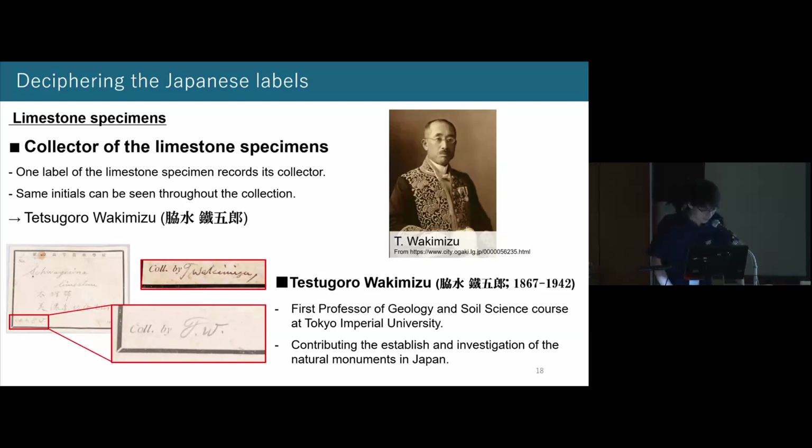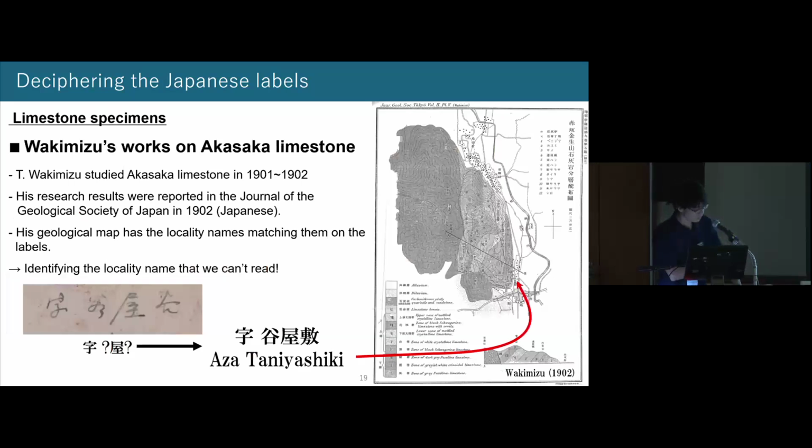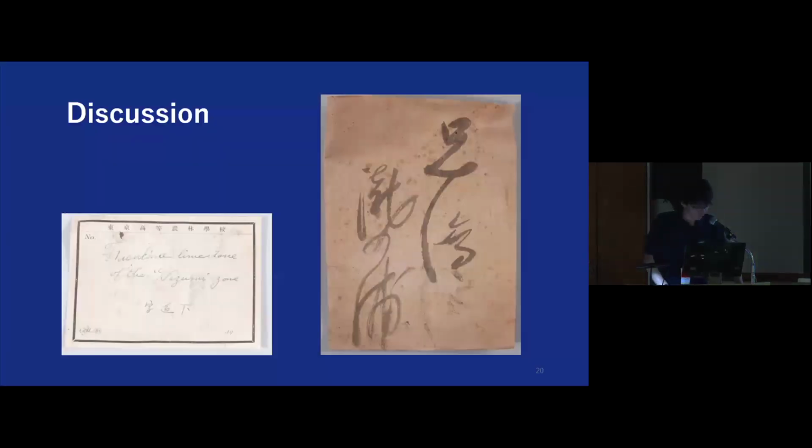Wakimizu studied Mount Kinshō and reported its geology several times, also showing geological maps. In this map, there are many locality names matching the locality names in the Kuroda collection. So based on this map, we can recognize where the specimen came from. So let's move to the discussion.